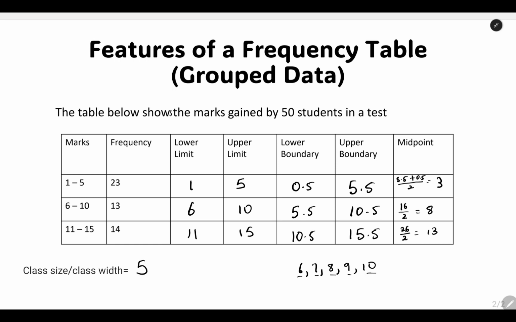And once again, if we had a very large interval and it would not be logical to list all of the observation, we use the formula, the upper boundary subtract the lower boundary to find the class size or the class width. So for the second one as well, it's basically 10.5, which is the upper boundary, subtract the lower boundary, which is 5.5, and this will give you a class size or class width of 5 as well.